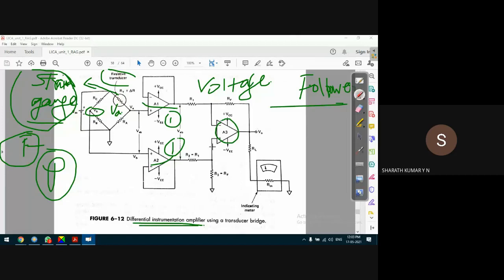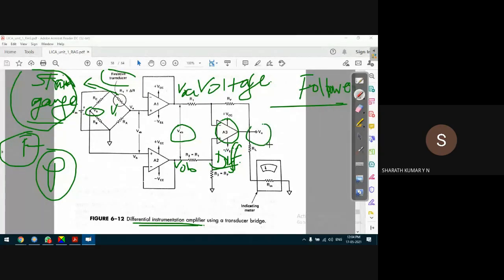The outputs of A1 and A2 are applied as input voltages to op-amp A3. If you observe the configuration of A3, here there is a voltage, let us call it VOA, and here there is a voltage VOB. That means we are applying two voltages, VOA and VOB, to this amplifier, which is acting as a differential amplifier, as we just discussed. The output is the difference of these two voltages, generally represented as VAB.